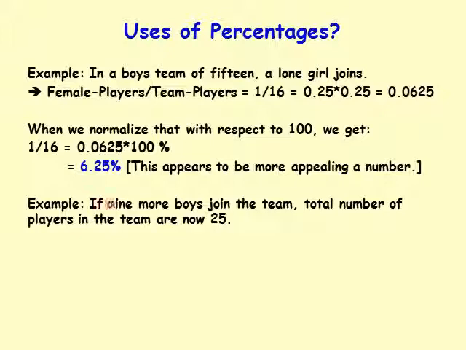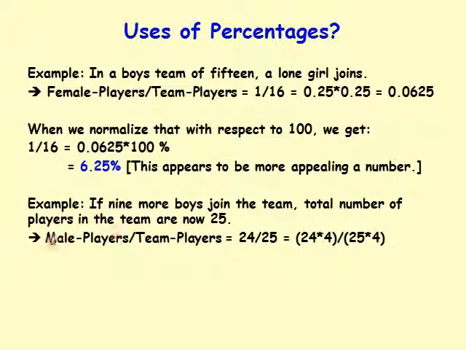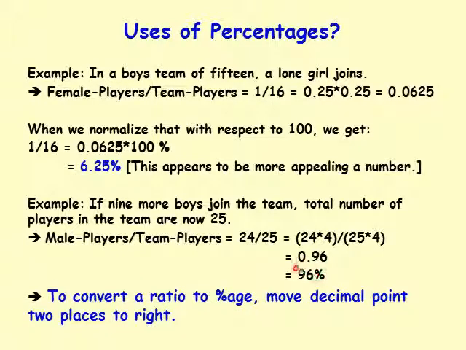Let's continue. Example: if 9 more boys join the team, the total number of team members is now 25. There were 16, 9 more join, 25. Now the ratio of male players to the team players is 24 boys and total players 25. I multiply by 4 so that in the denominator I have 100. That gives me 96 divided by 100, which is equal to 0.96. Then we multiply by 100, and that gives me 96%.